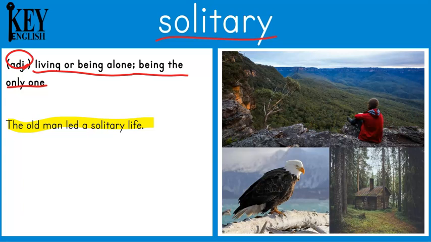So when I use this word, I could make a sentence like, she enjoyed solitary walks in the forest. So maybe in this big forest there are not many people, so she enjoyed walking alone or being by herself through the forest. I could also say the eagle is a solitary bird. It enjoys living alone. It doesn't live with a group of other eagles. There are some animals that like to live in groups, and there are some animals that like to live alone. The ones who are alone, we call them solitary animals.